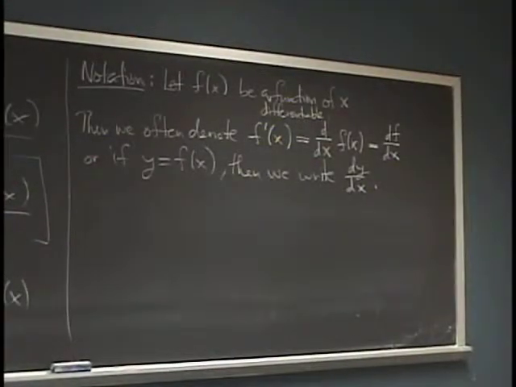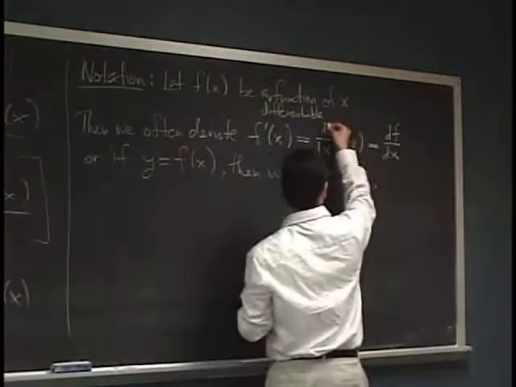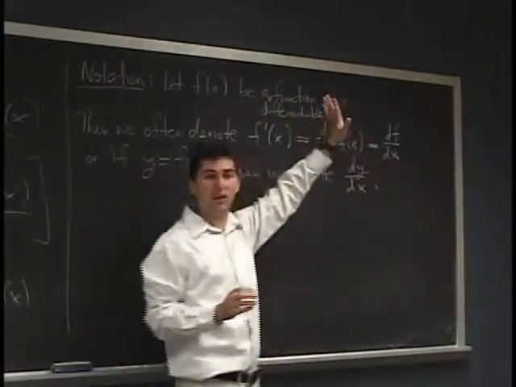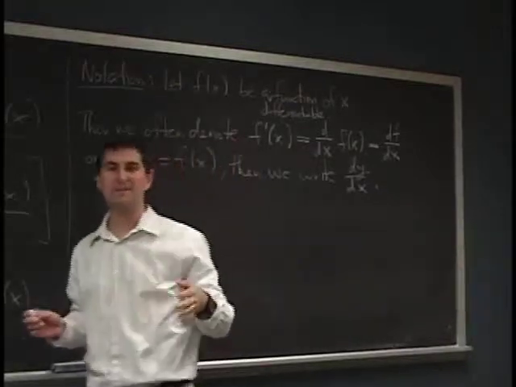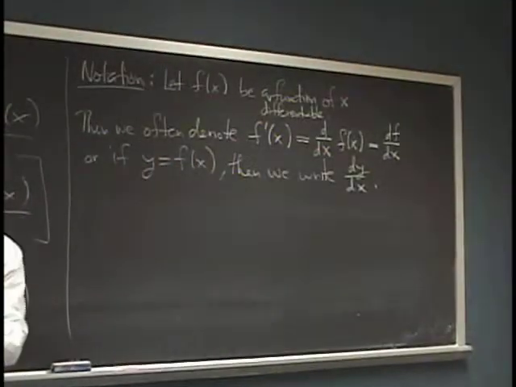But the important part is you have this d over dx, and it's not a fraction. If it was a fraction, I would just cancel the d's and get 1 over x, and we wouldn't be talking calculus anymore. This is a symbol in its own right. You don't treat it as a fraction, at least not yet. Later on, we'll see that sometimes you can treat it like a fraction, but not now.